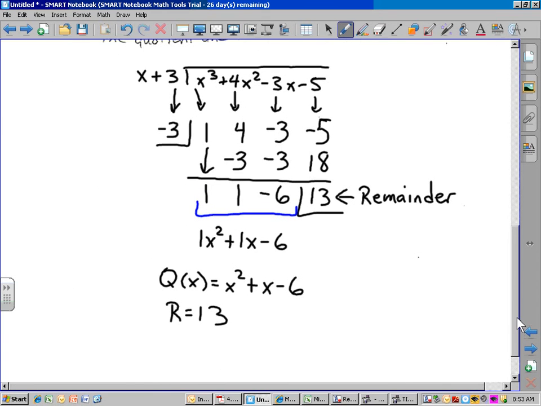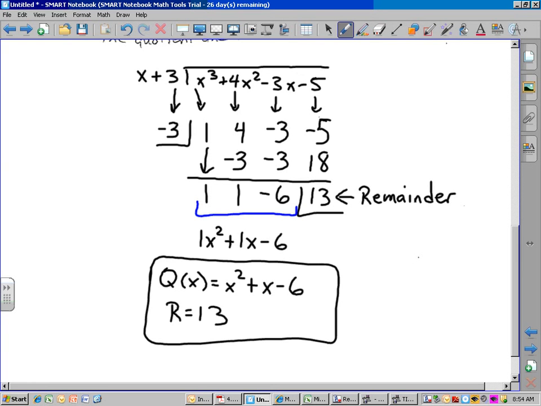But we did a heck of a lot less work. Multiply and add. Multiply, add, multiply, add. That's it. So if you are of the form x minus r, synthetic division is much, much faster than long division. And it gives you both the quotient and the remainder.